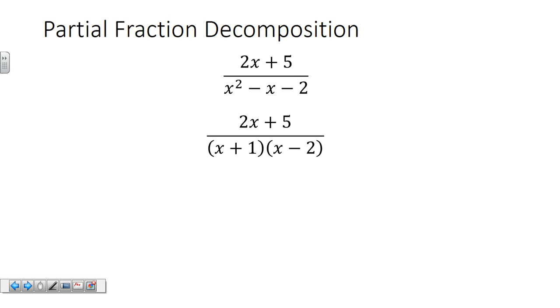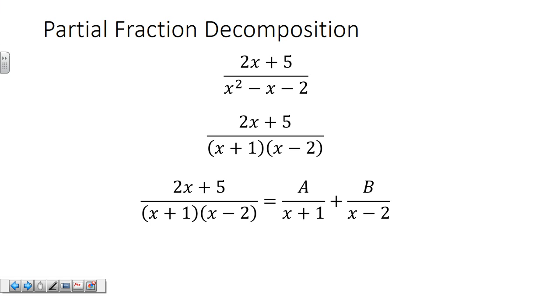So what we've got to figure out is what's the top for those two fractions. What we like to do is write them as two fractions with A on top of x plus 1 plus B on top of x minus 2. And what we've got to do is figure out what the A and the B are. These are going to be numbers, because if it was something more complicated than that, we'd probably be breaking it down even further. So we've got to figure out what A and B are.